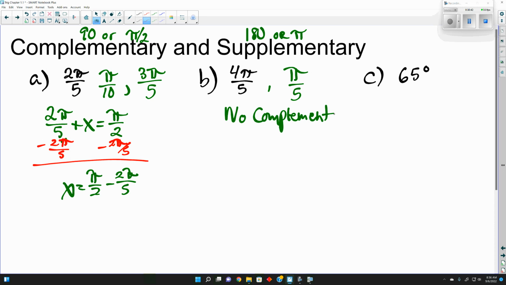Questions on any of this here? Because the pi, dealing with radians, is a little bit different. You haven't worked with that before. Now, that's why I put 2 of those there. Now, the degrees, y'all have worked with before.